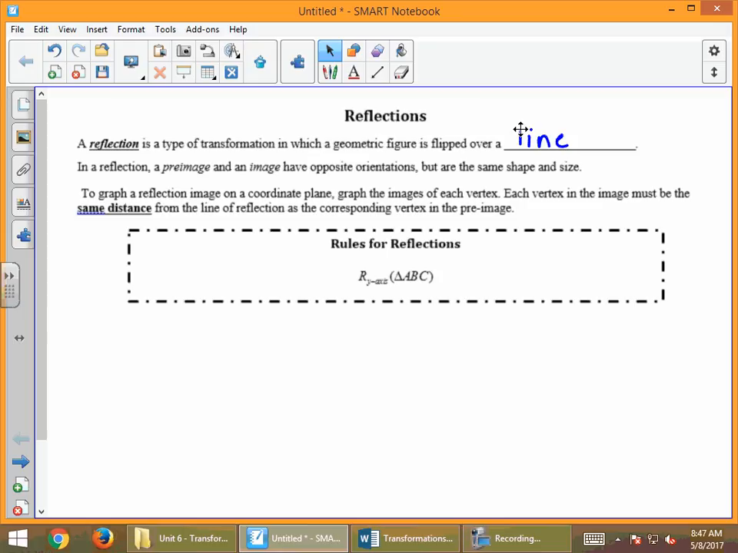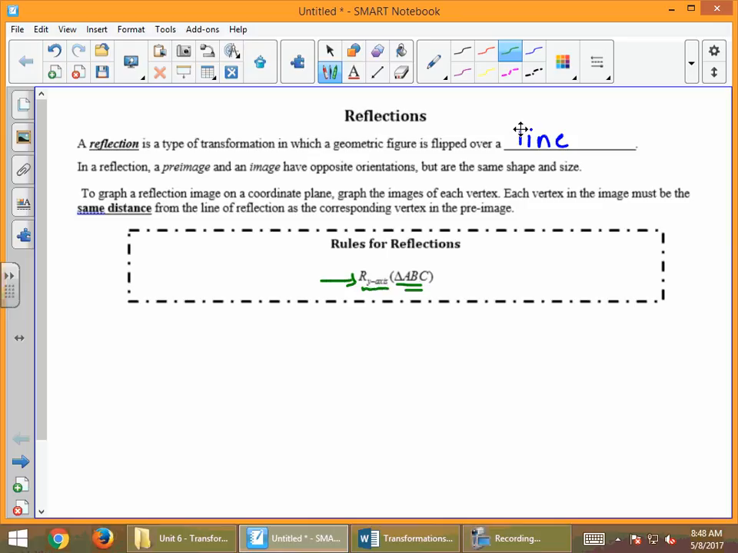The rules for reflections are simple. It's going to be represented with a capital R. That's going to indicate to you that you're doing a reflection. And then down here, it will be what you are reflecting over. Sometimes you're reflecting over a line that you need to graph. Sometimes you're reflecting over an axis. And then it will tell you afterwards what shape you are reflecting. So that's what a rule for reflection would look like.